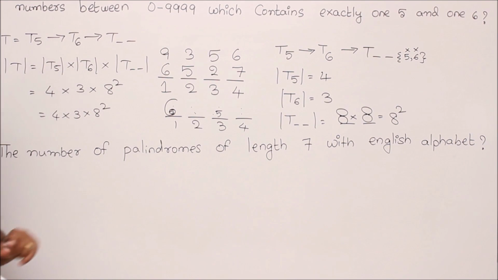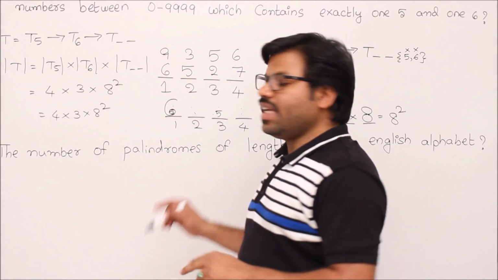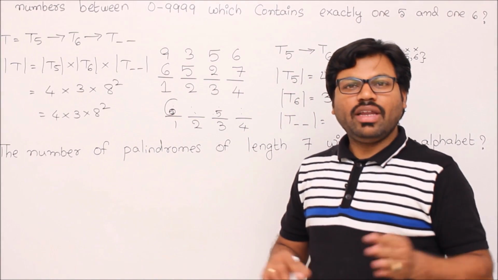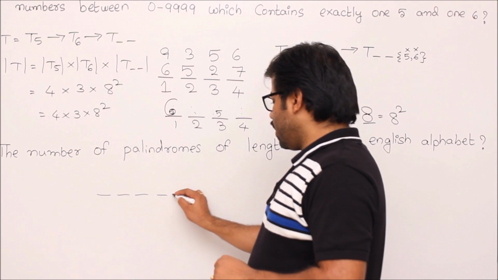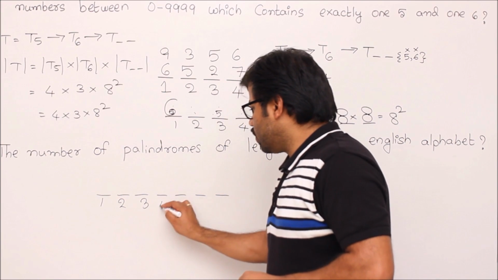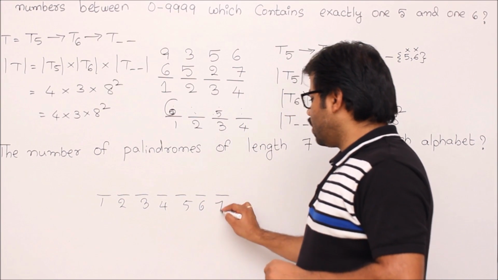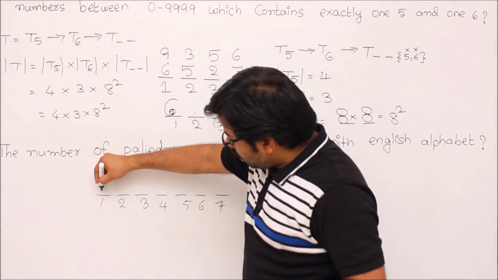Let's go to the second problem: the number of palindromes of length 7 using the English alphabet. Any palindrome, of course, will have a certain property, which I'll show now. First of all, there are 7 positions: 1, 2, 3, 4, 5, 6, 7. Any palindrome will have this property.